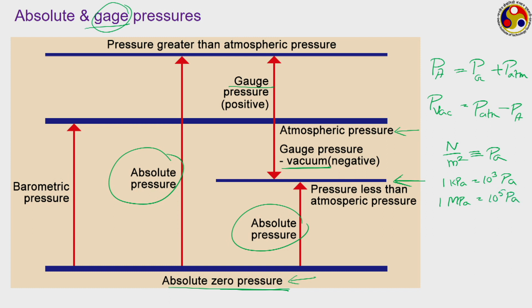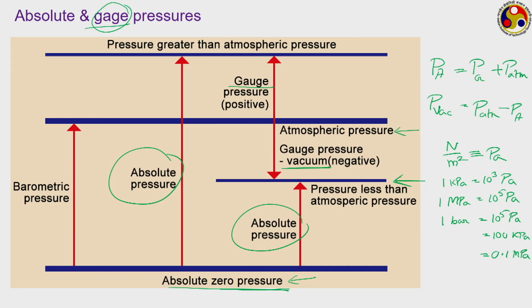But one unit which is very common in practical use for industrial application, that is bar. 1 bar refers to 10 to the power 5 Pascal, that is 100 kilopascal or 0.1 megapascal. Bar is generally a very well used, probably the most well used unit of pressure that we commonly use in engineering.